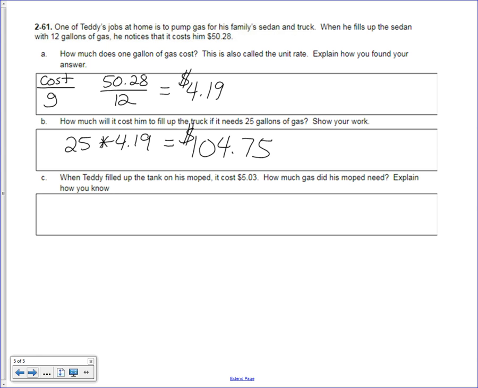And then the last one says, when Teddy filled up the tank on his moped, it cost $5.03. How much gas did he put in his moped? Explain how you know. We're going to divide his cost by how much it costs per gallon. So we're going to do $5.03 divided by 4.19, and we get approximately 1.2 gallons.